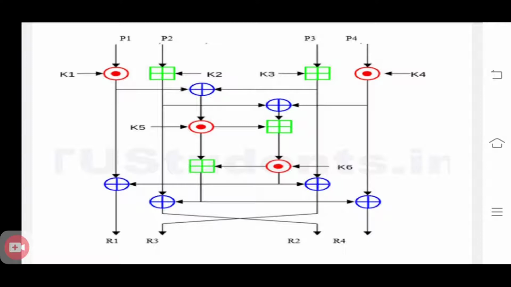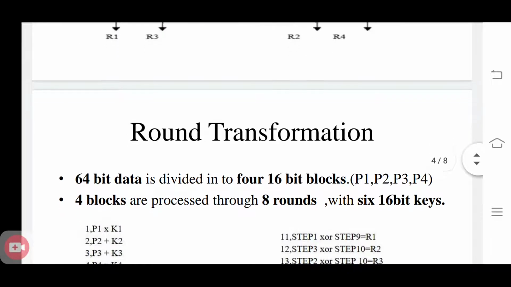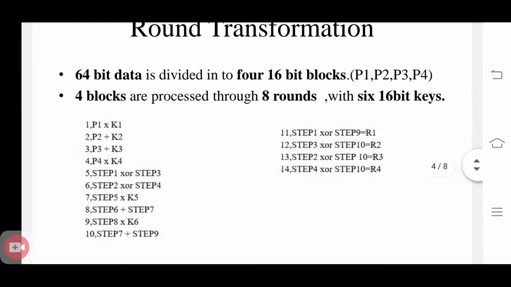Okay, so you can see in the figure, in the round transformation, the 64-bit data is divided into 4 16-bit blocks. These 4 blocks are processed through 8 rounds. The first round is as we are explaining in the first figure. So total 8 rounds are there, with 6 16-bit keys. You can see in the figure K1 to K6 are there. K1 to K6, 6 subkeys of 16 bits, are used for a particular round.